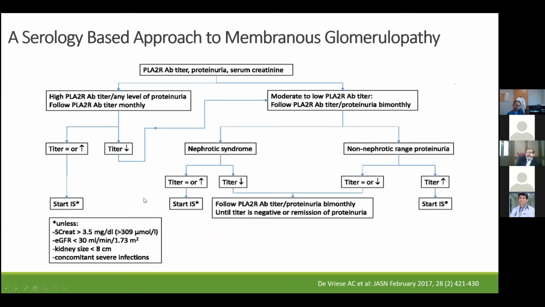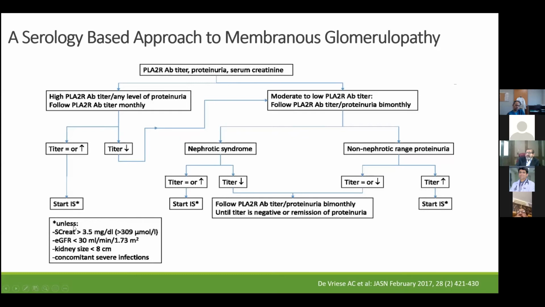So how do we approach this based on serology? This is one approach that was published in JASN a few years ago. You look at antibody, proteinuria, and GFR. Those are your three things that you worry about. Now, if you've got a very high PLA2R antibody titer, you're following the titer closely. If your titer remains the same or starts going up, you're going to start immunosuppression.